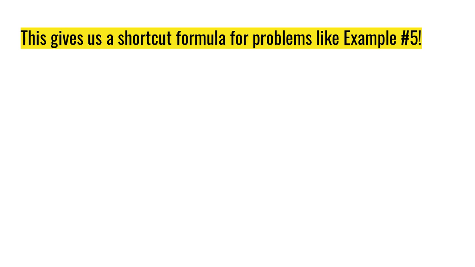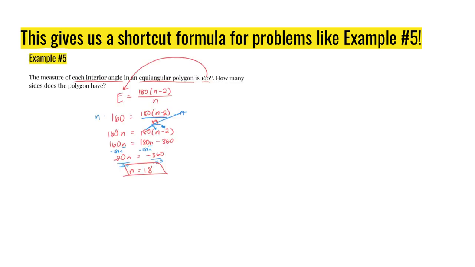You remember that example 5 that we did? Here's the work that we did before. We calculated the number of sides based on each interior angle. But guess what? Because we know the relationship between interior angles and exterior angles is always consistent, we have a bit of a shortcut available to us.